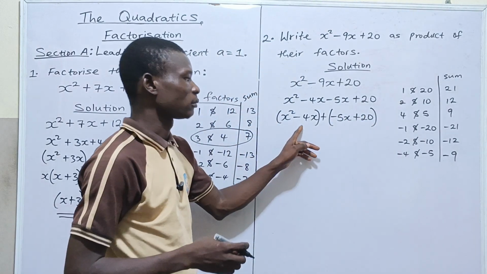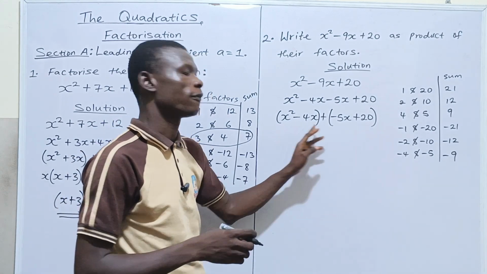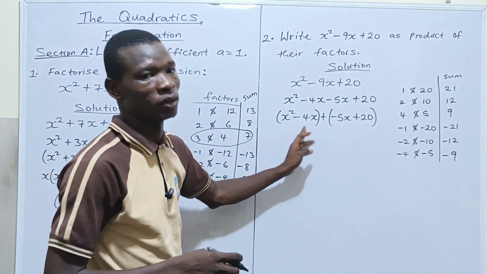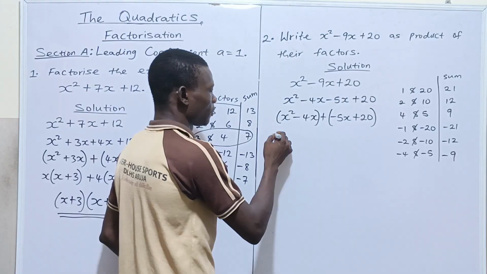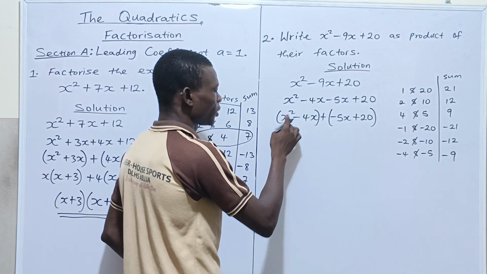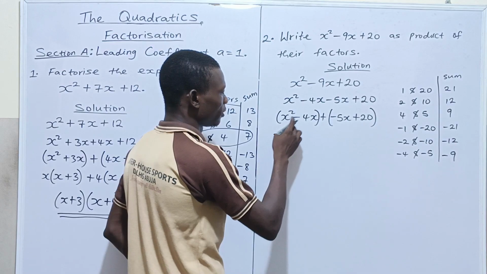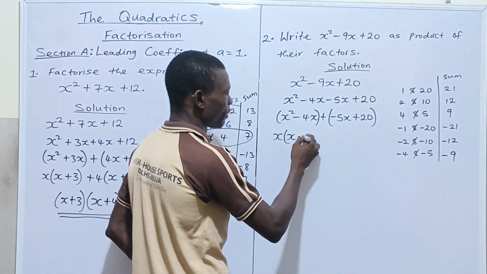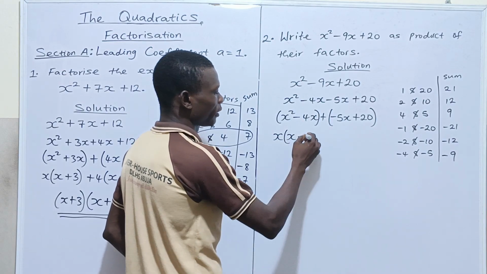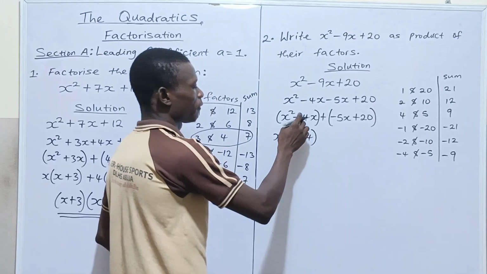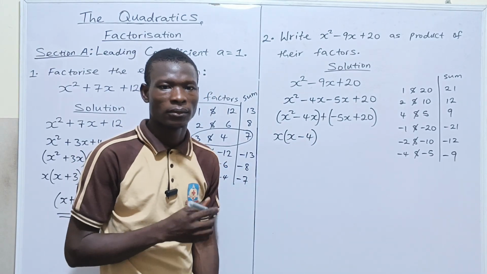Then we look at the first bracket. What is the highest common factor between the two terms in there? The highest common factor there is x. So x squared divided by x will be equal to x, and minus divided by plus will be minus. 4x divided by x will give us 4. So we have factorized the first bracket.